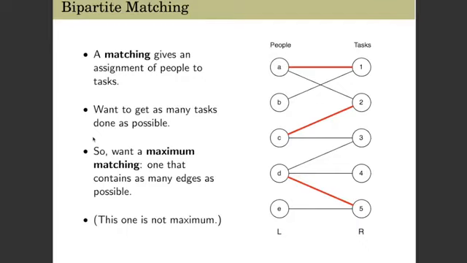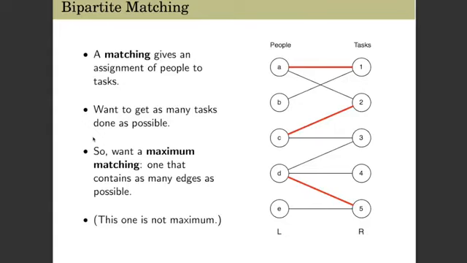So here we have a particular matching. A is matched to task 1, C is matched to task 2, and D is matched to task 5. This is a matching, where some people have been matched to tasks. However, this is not a maximum matching. We can do better than this. For example, a better matching would be if D was matched to task 4 and E was matched to task 5. In that case, at least 4 people have been matched to the tasks. So this particular example is an example of matching, but it's not maximum matching.